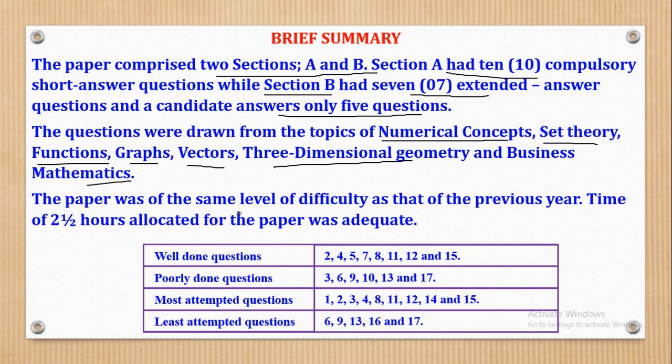So the paper was of the same difficulty as that of the previous year, 2017, and the time of 2.5 hours allocated for the paper was adequate. So this is the summary of the well done questions and poorly done questions, most attempted questions, and least attempted questions.